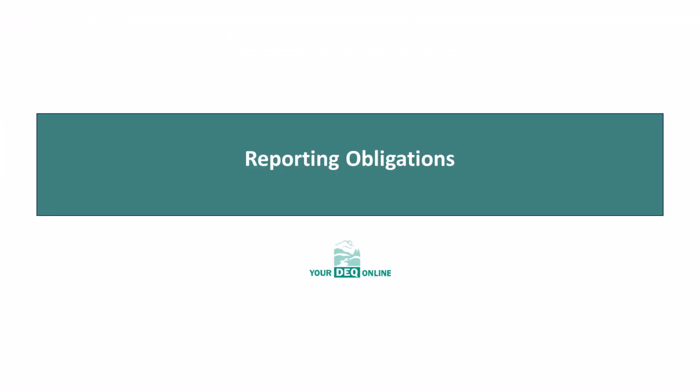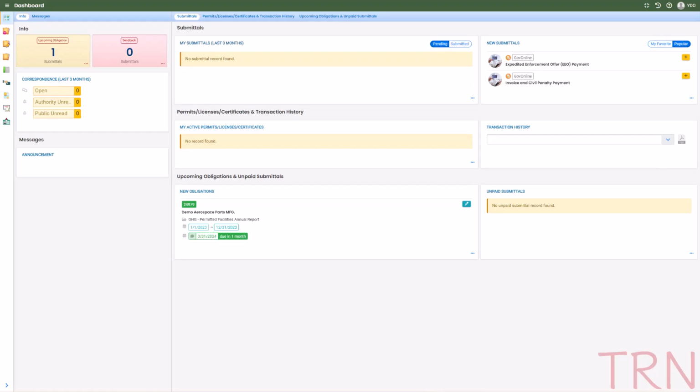The reporting obligations for your facility are determined based on the facility data currently in the Your DEQ Online system. It is important that this information is updated if a change to your organization requires you to begin reporting under a new report type or to discontinue reporting for any reporting obligation. Once DEQ has opened GHG emissions reporting for the current reporting year, the new reporting obligation will appear under the Upcoming Obligations section on your dashboard.